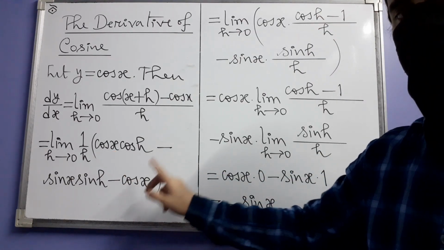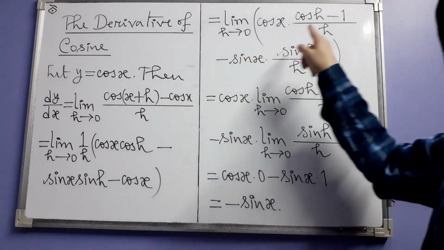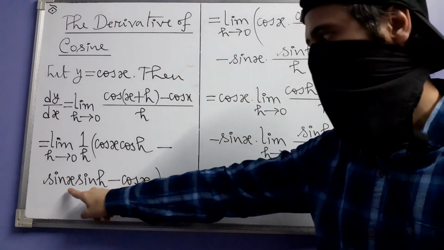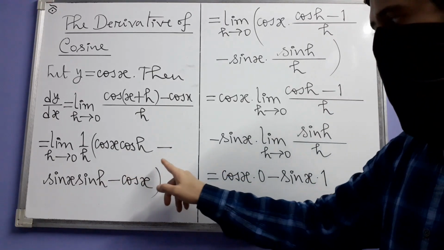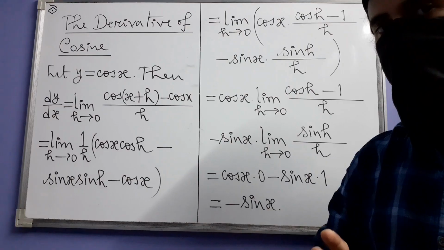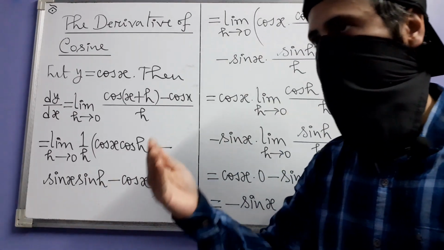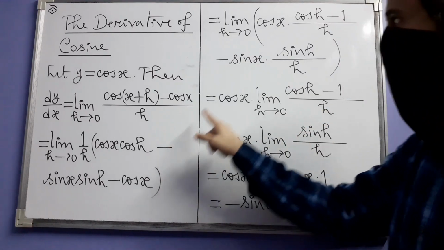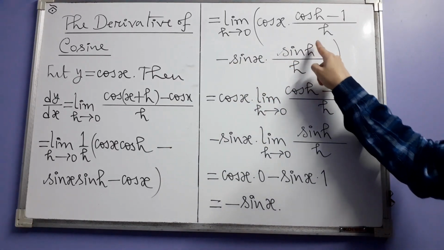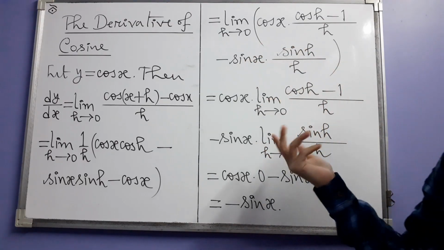So that gives us again (cos h minus 1) divided by h. And the middle term is where there is a high chance of making a mistake, especially if you write things like this, you may end up writing plus sin x sin h. It's not plus, there is a minus. So minus sin x times sin h divided by h. And then of course you know what happens after that.